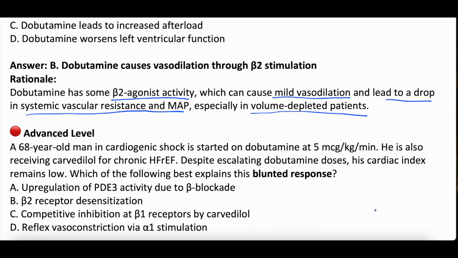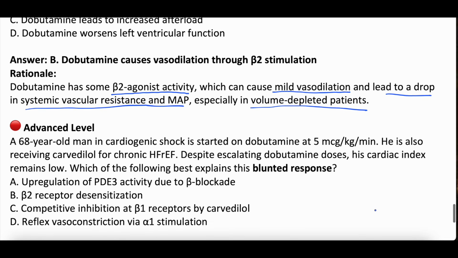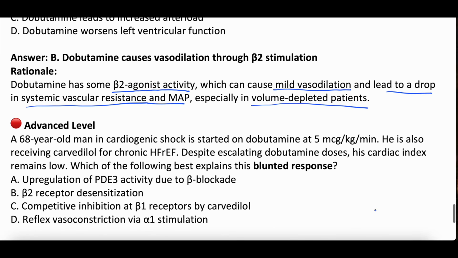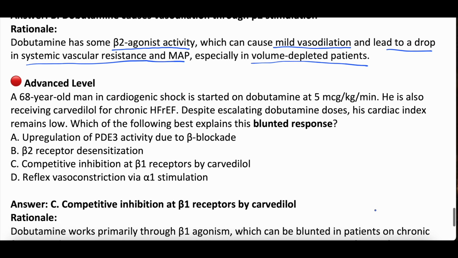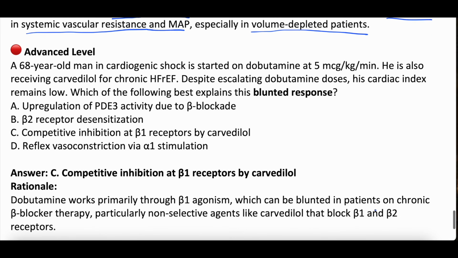A, upregulation of PDE3 activity due to beta blockade. B, beta-2 receptor desensitization. C, competitive inhibition of beta-1 receptors by carvedilol. Or D, reflex vasoconstriction via alpha-1 stimulation. Going into the answer, so pause if you want. The answer is C, competitive inhibition at beta-1 receptors by carvedilol.